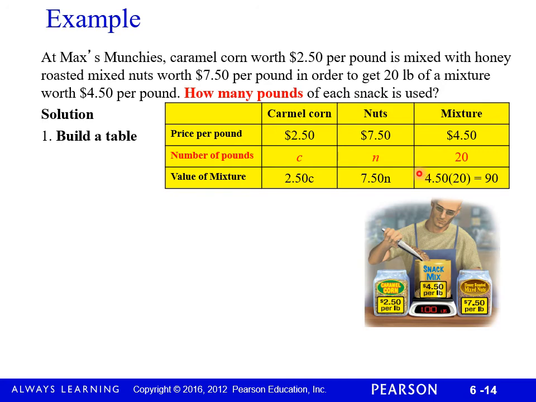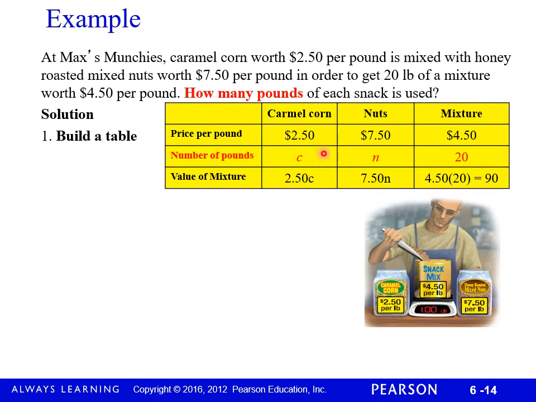Over here we have the mixture, and this is what we're targeting. We want to make 20 pounds of this mixture. And so the value of this mixture at the end will be the 20 pounds times the $4.50 that it's worth, or $90. Once we've built the table, we can now find equations, I think, a little bit easier.